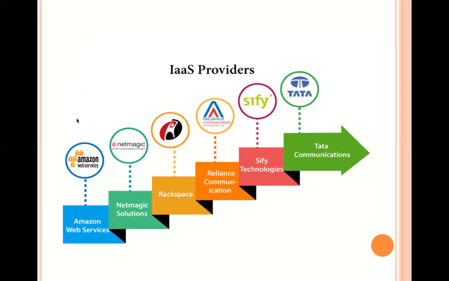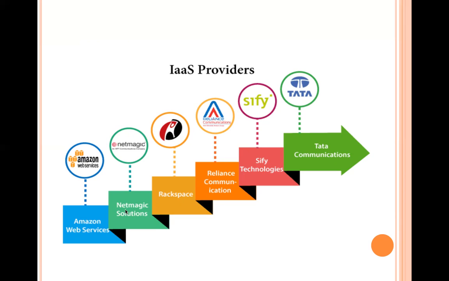Now some IaaS providers are there: Amazon Web Service, second NetMagic, then Rackspace, Reliance Communication, then SIFI, then Tata Communication. Okay, Amazon Web Services provides cloud EC2, MapReduce, virtual private cloud, etc.